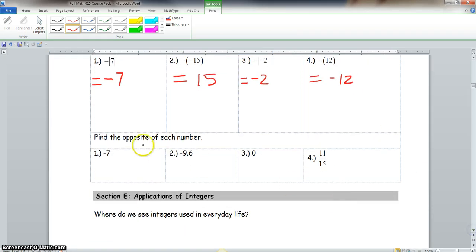Now it says find the opposite of each number. The opposite of -7 is just 7. Now number 2, we could just go on and do it even though it has a decimal. The opposite of -9.6 is +9.6. The opposite of 0 we know is 0. And even though this is a fraction, we should know the opposite of +11/15 is -11/15.